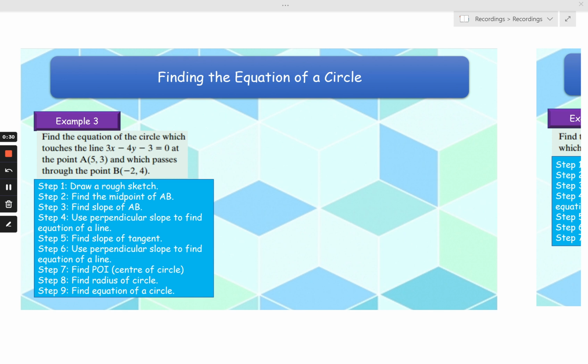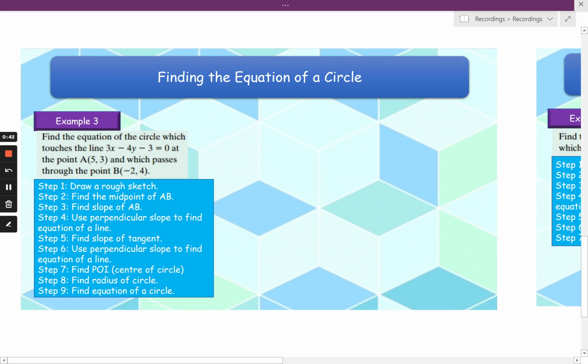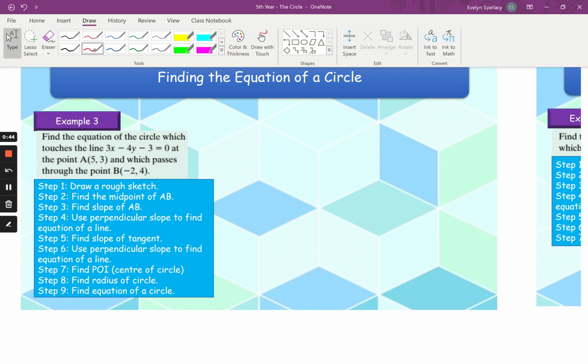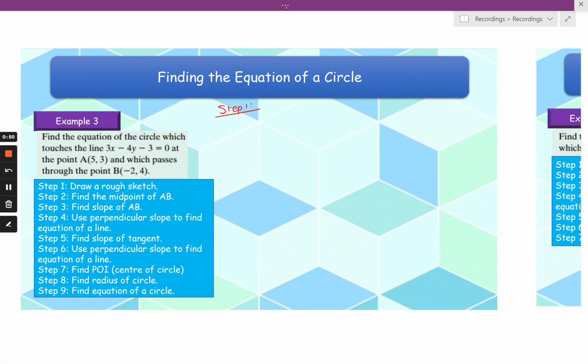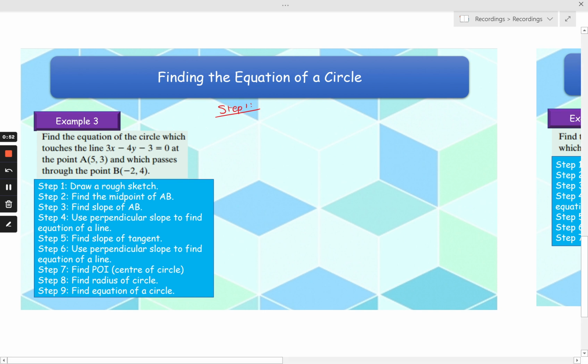Example 3 here says find the equation of the circle which touches the line 3x minus 4y minus 3 equals 0 at the point A, which is (5, 3), and which passes through the point B, which is (-2, 4). So step 1 here is to help me figure out the method that I'm going to use. I'm going to draw a circle and a diagram to help me visualize the problem. So the first thing I'm going to do here is draw a circle.